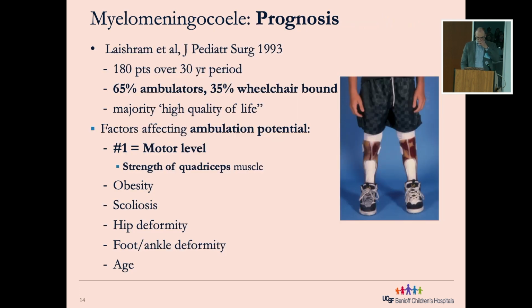All right, so prognosis. A lot of kids are going to be ambulating based off of this particular study. But what I really like to think about is that ambulation potential. Again, your motor level is primary. The strength of your quadriceps is going to be that differentiator. And then you start to think about what may change that over time.